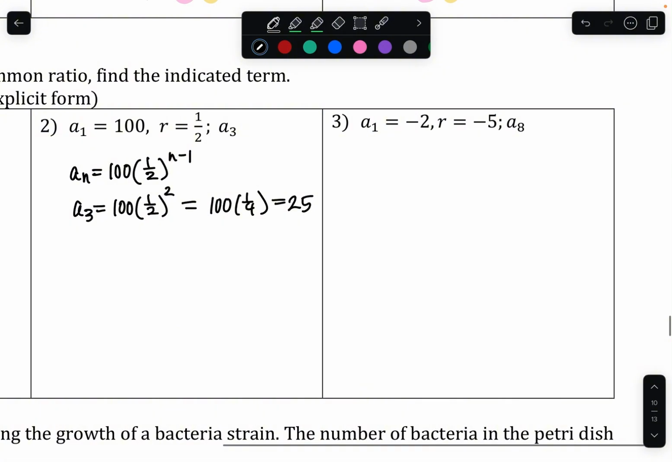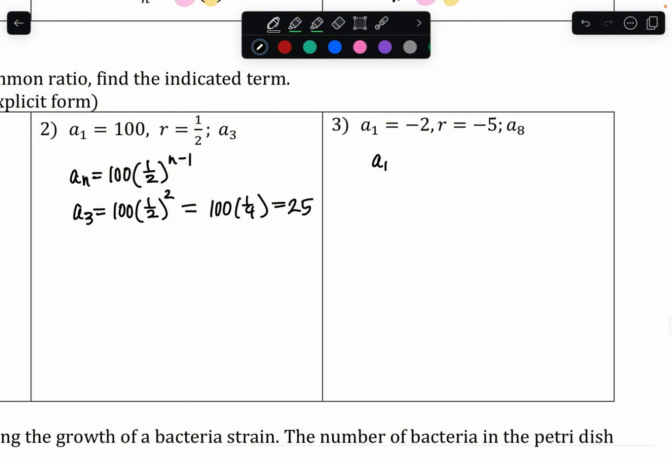Okay, for this next one, my first term is -2 and my common ratio is -5. So I'm starting with -2 and we are multiplying it by -5 n minus 1 more times. So for the 8th term, which is what they're asking for, we would take the -2 and multiply it by -5 7 times, always one less.